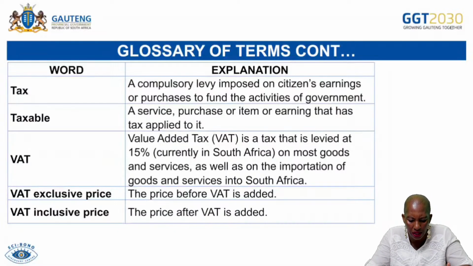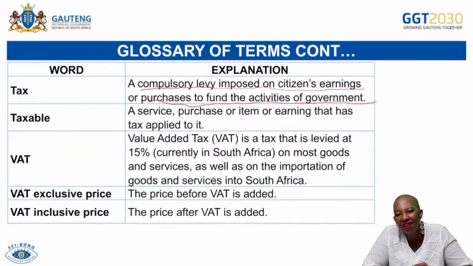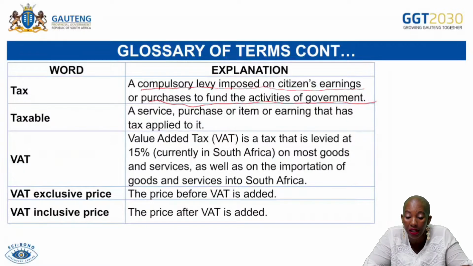Now, let's have a look at this one. The tax. Tax is a compulsory levy imposed on citizens earning or purchase to fund the activities of government. A compulsory levy, a tax, it's a compulsory levy imposed on citizens earning or purchase to fund the activities of government. Each and every single one in this country, like I have indicated, we pay tax. When we are working, we pay personal income tax, and then when we buy, we also pay the very tax. The goods that you are paying for also have tax added on them.